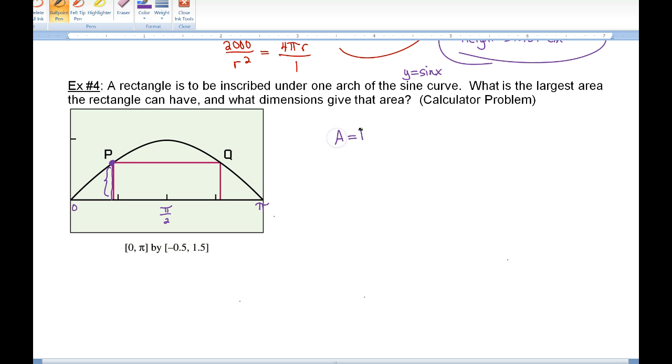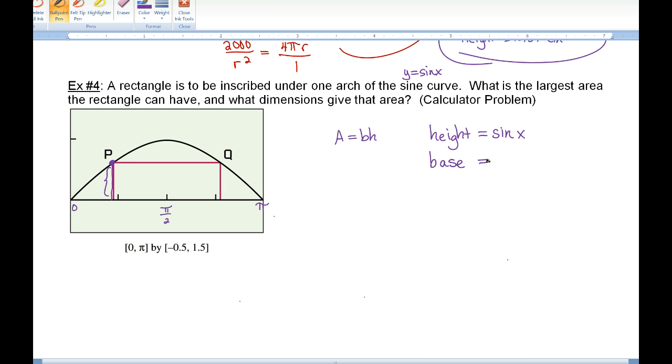So we had A equals b times h, and we said that the height is going to be equal to sine x. So no matter where, if our rectangle looks like this, then this is where it's going to reach. But it's still always going to be on the sine curve.